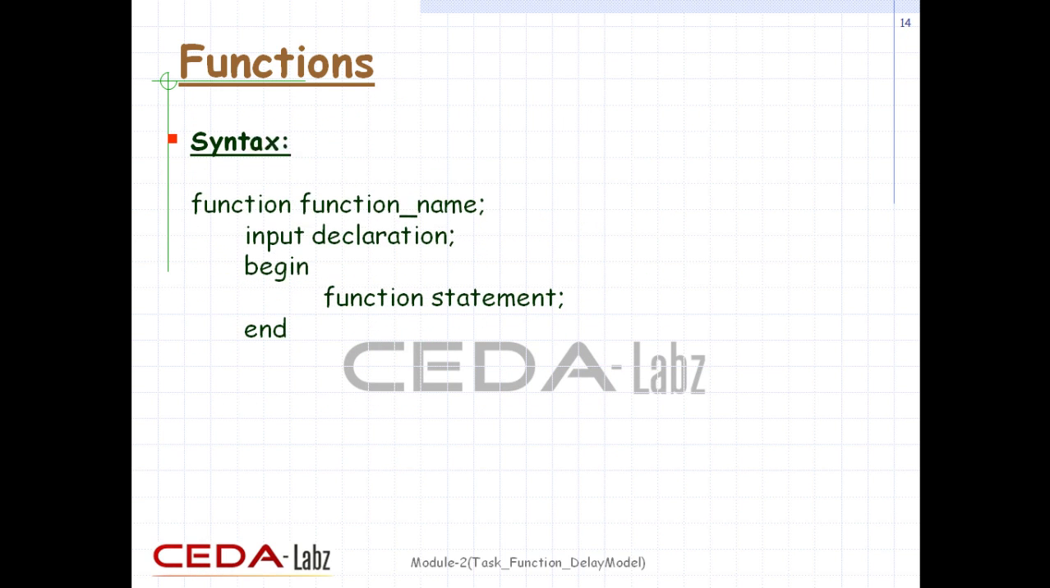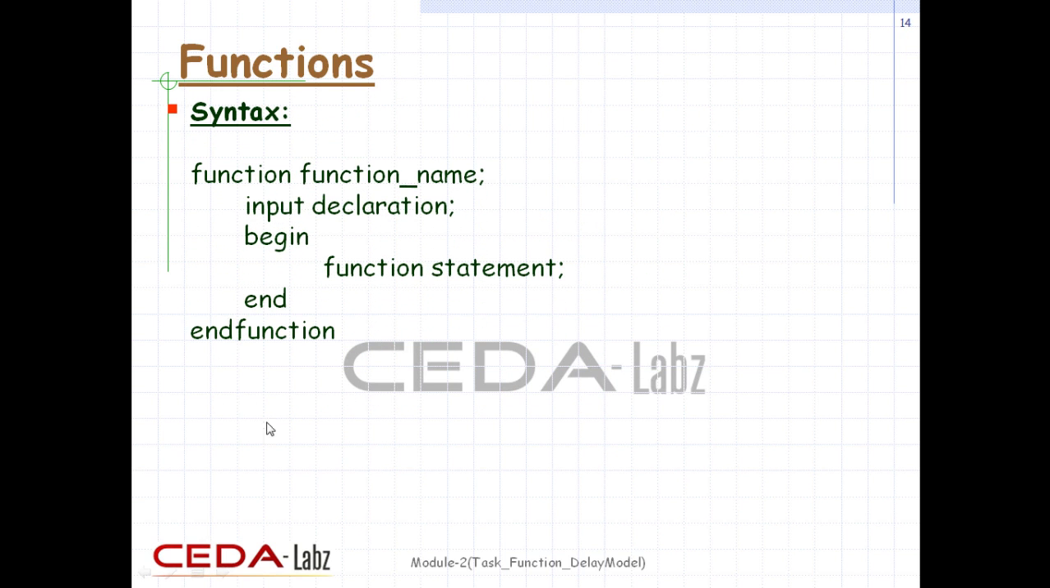Here is the function declaration syntax. The function is declared with the keyword function. Function doesn't pass the value, it simply returns the value. So, function doesn't need any output variable. Function statements are declared within begin and end.